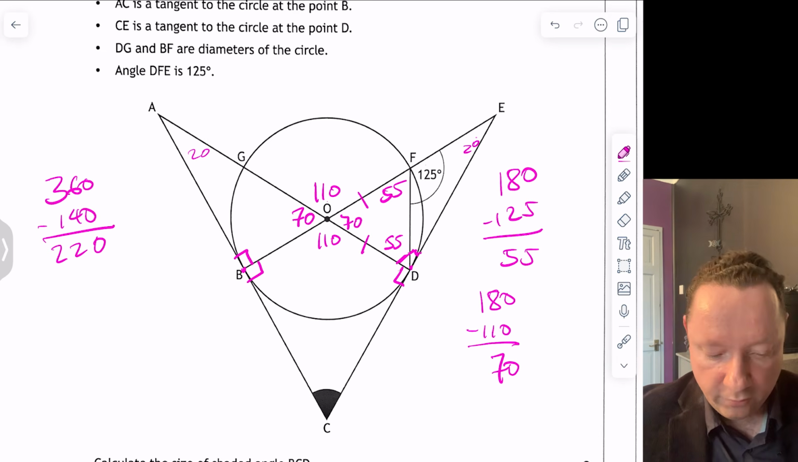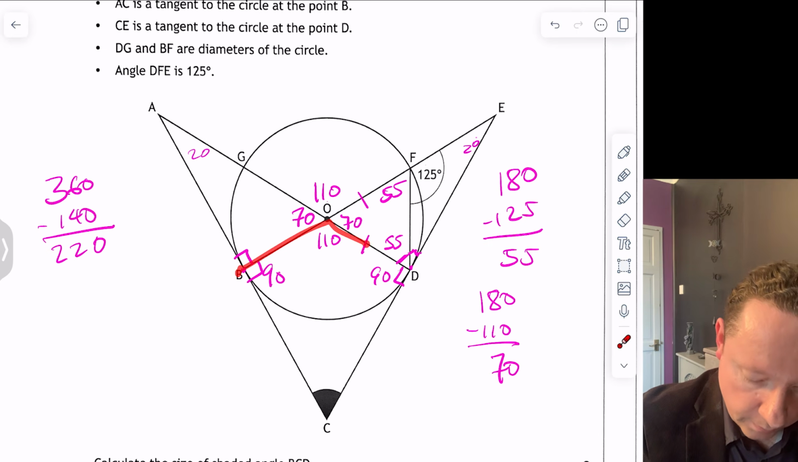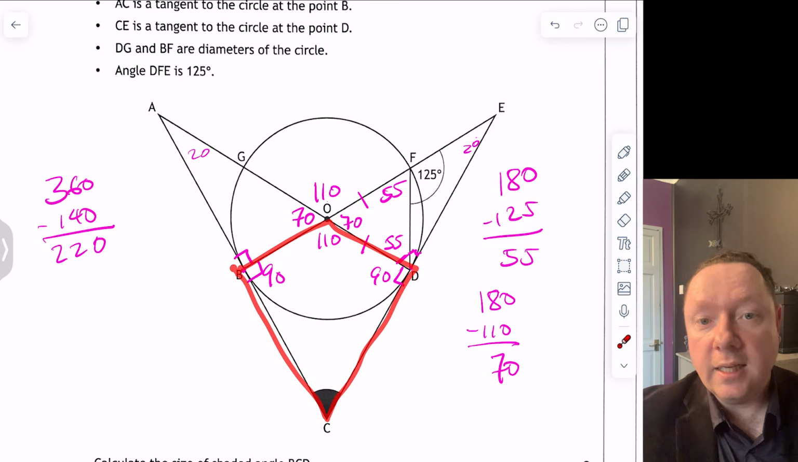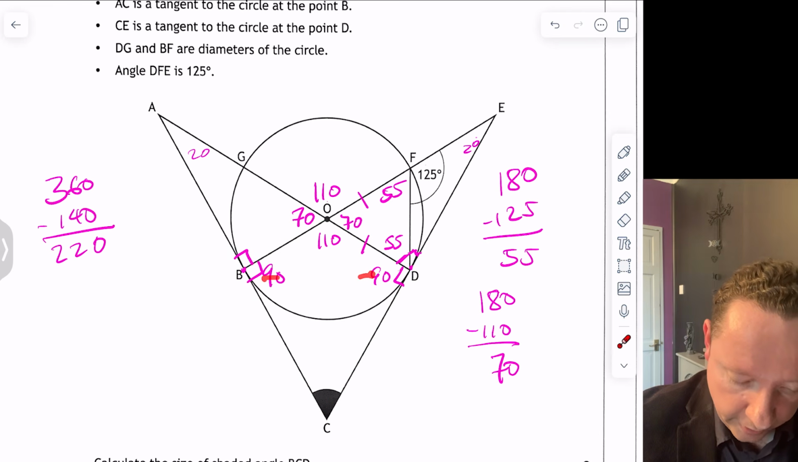But you can go straight ahead from your 110, and now you know that this is 90 here and 90 here. I have got a four-sided shape. And four-sided shapes, angles add up to 360. So I've already got 90 and 90 is 180. So that means that these two opposite add up to 180. So I get my 70 down here, and I'm done there.